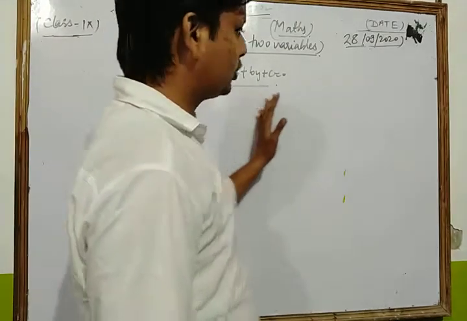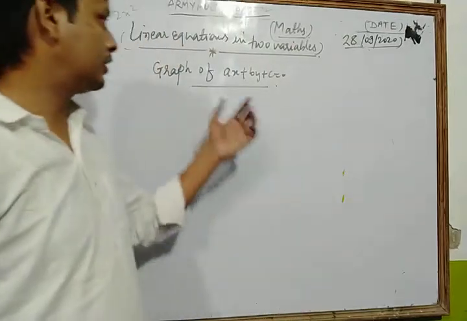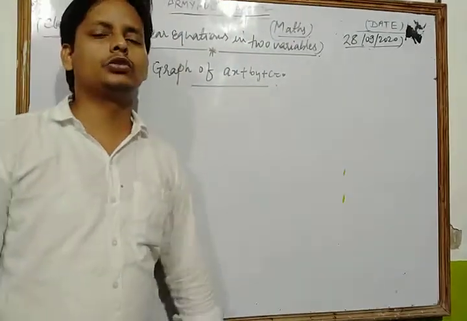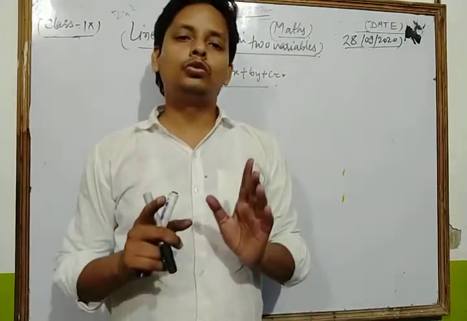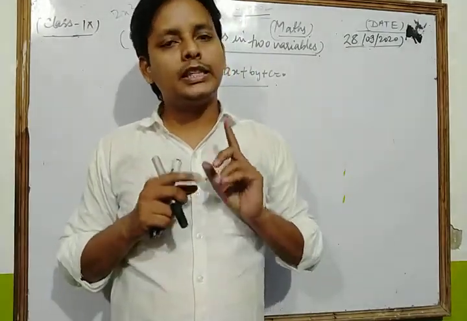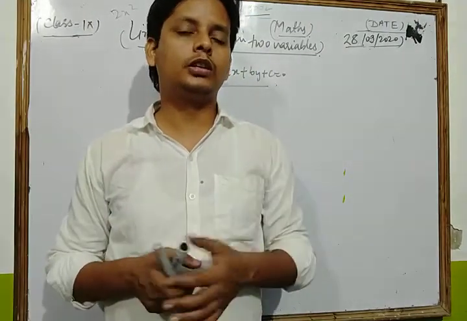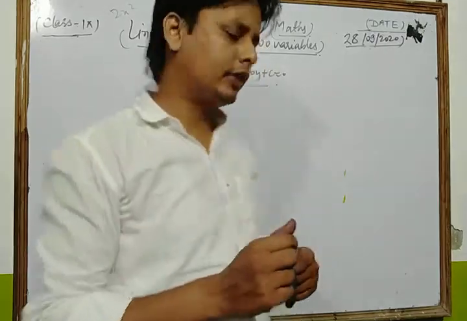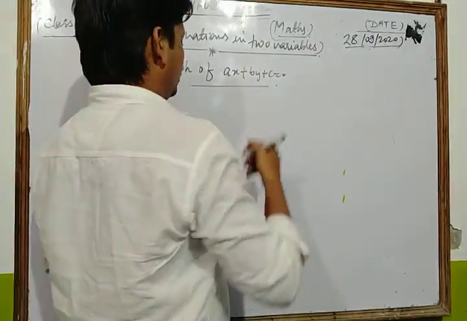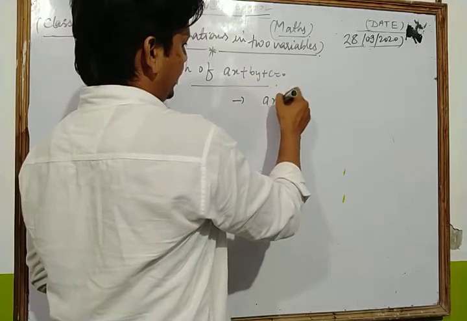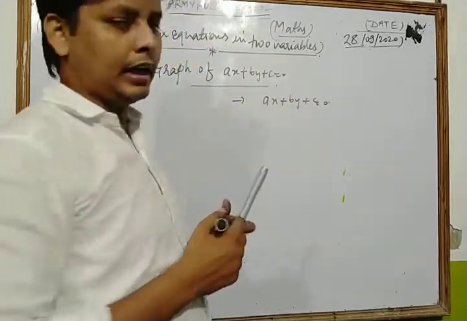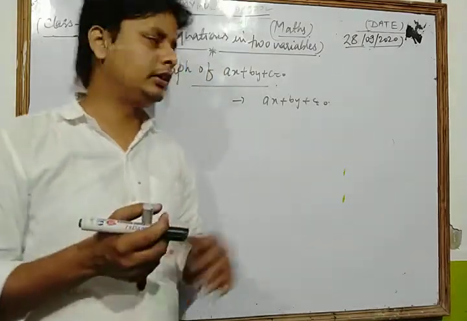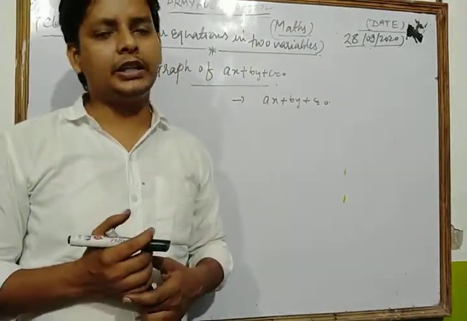Dear friend, this is a very important topic of your syllabus. This is the graph of a linear equation ax plus by plus c is equal to 0. Dear friends, now we discuss some important steps to draw the graph of a linear equation. Suppose that in the first step you have a linear equation ax plus by plus c is equal to 0, according to the question.